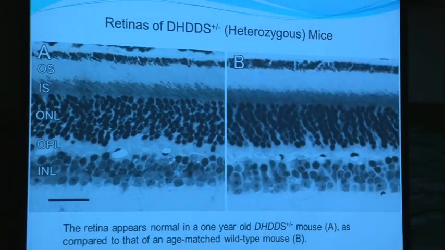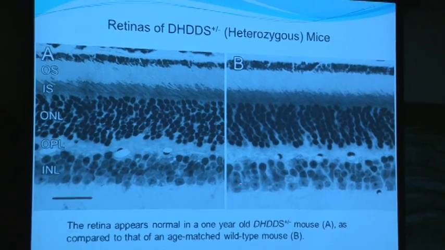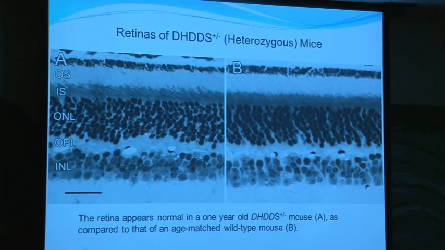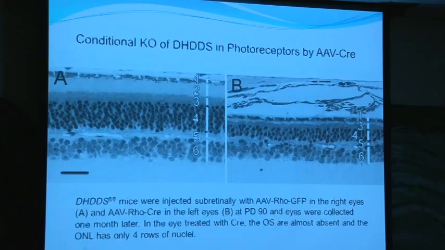On the other hand, when you have the heterozygous mouse, here are the retinas of the DHDDS heterozygous mouse. In A, to the left, you have a 1-year-old heterozygous DHDDS mouse. When you look at the retina, it's pretty much normal. It has a normal morphology. And then to the right is the age-matched wild-type mouse, which, again, is very similar.